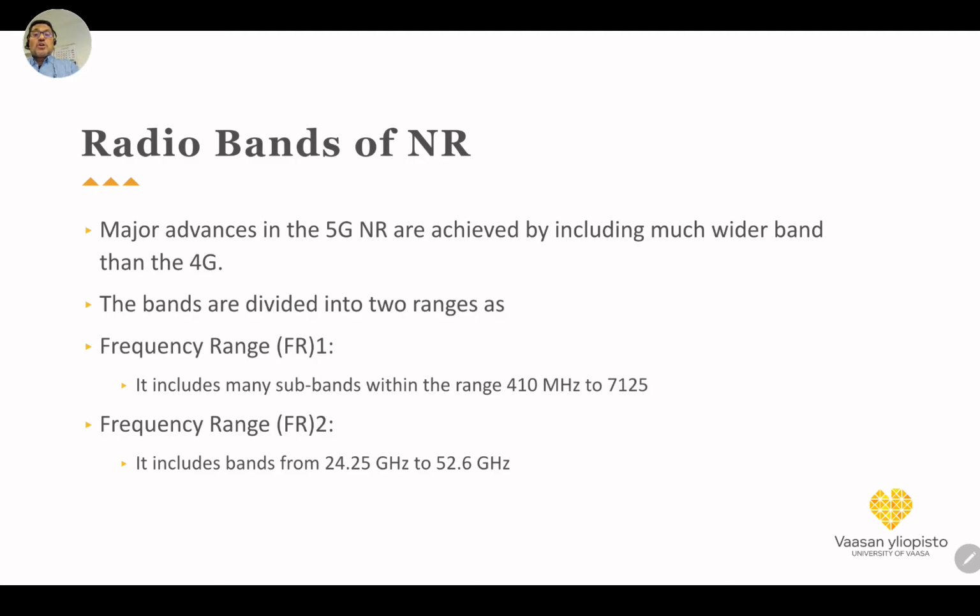So major advantages of the 5G new radio are achieved by including much higher bandwidth than 4G. The bands are divided into two ranges, which we call frequency range 1 and frequency range 2. Frequency range 1 includes all frequencies from 410 megahertz up to 7125 megahertz, and frequency range 2, which is at the millimeter wave, is from 24.25 gigahertz up to 52.6 gigahertz. However, of course, not all bands are used here, but we are just making an aggregation.